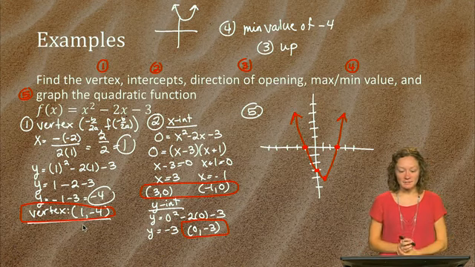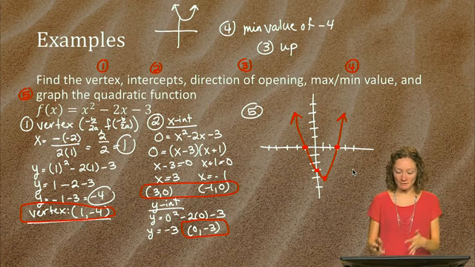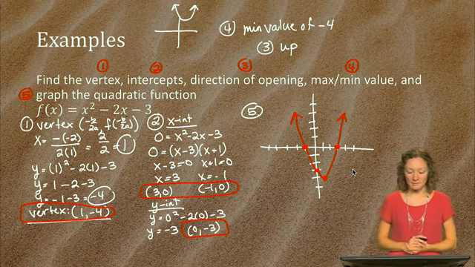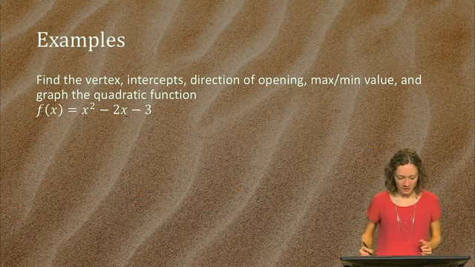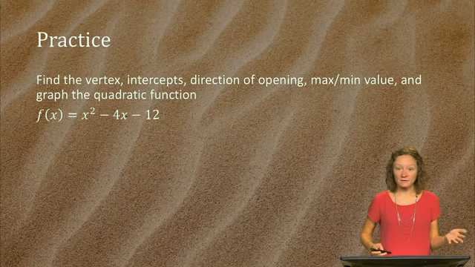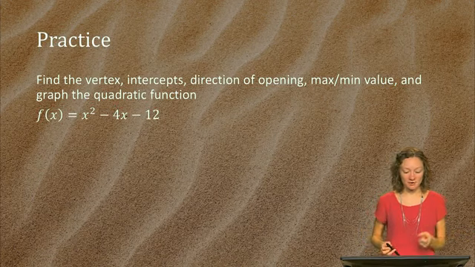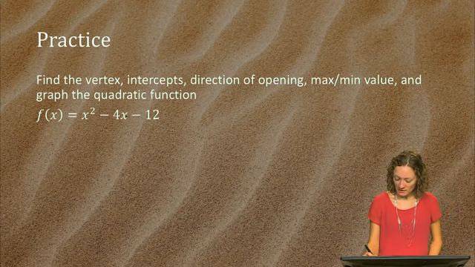But this answers all 5 of those questions. Vertex, intercepts, max or min value, direction of opening, and then ultimately the graph, putting all of it together in the same picture. All right, so let's go ahead and do a practice problem of this type. I think I only have one. Yes. So go ahead and find the same 5 things for this problem. Vertex, intercepts, direction of opening, max or min value, and graph the quadratic function.